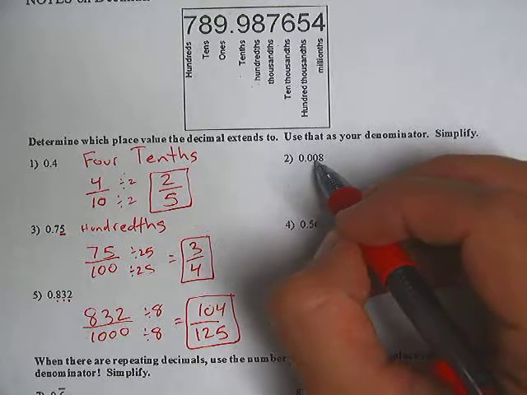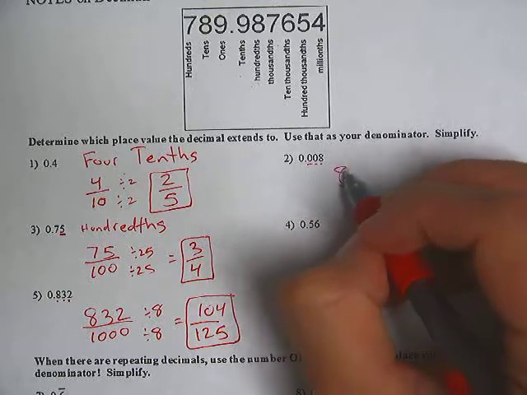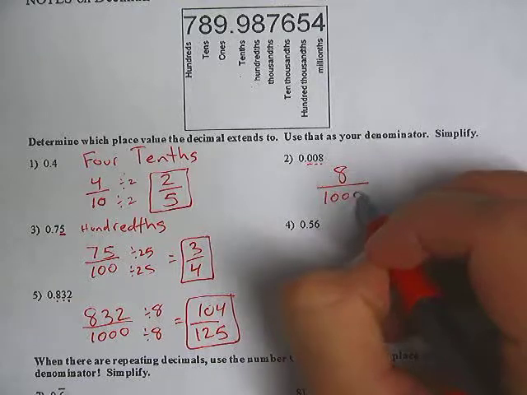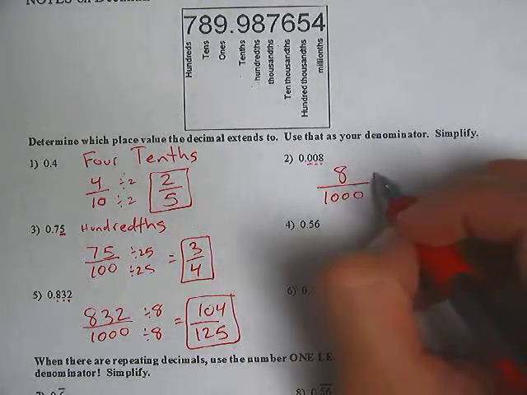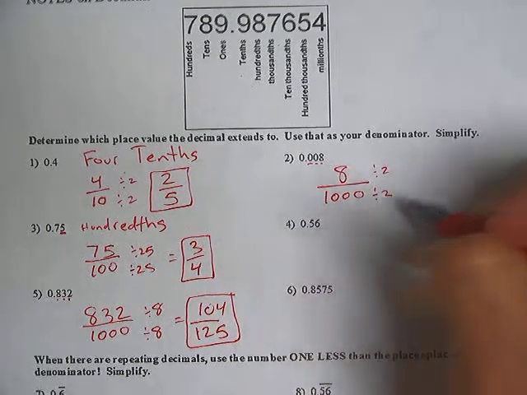So what if I jump up to number 2 now? It's 8 something. Now 8 is the only number because there's zeros here, but those still have place values. So this is tenths, hundredths, thousandths. So it's 8 thousandths. And of course, I can simplify here.